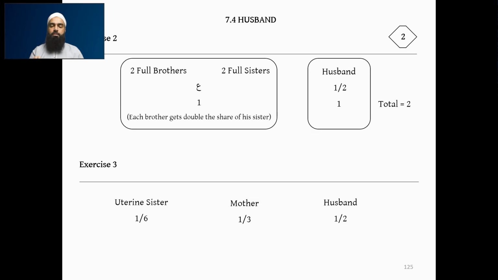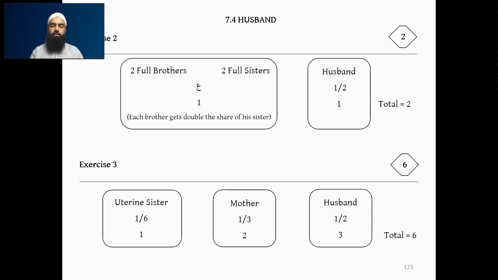Now we see that there's a half, group 1, a third, and a sixth from group 2. So we just ignore them, go with the denominator of the half, 2, and we multiply it by 3. We get our divisor as 6. So husband gets a half of 6, which is 3. Mother gets a third of 6, which is 2. And uterine sister gets 1/6 of the 6, which is 1. We add it all up, and it equals 6. So it's all fine.